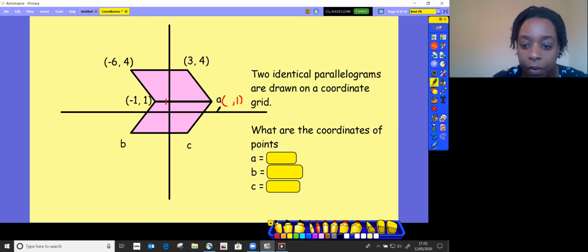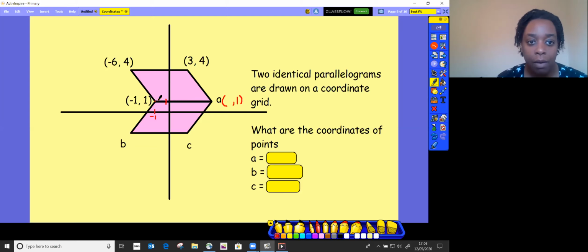So now we need to figure out how we can work out our X coordinate. Well, I need to basically know how long this parallelogram is. Because if it starts at -1, we can put -1 down here. So this point starts at -1 and ends over here.